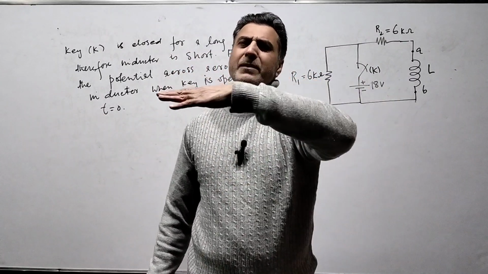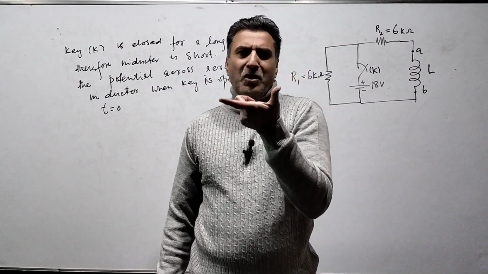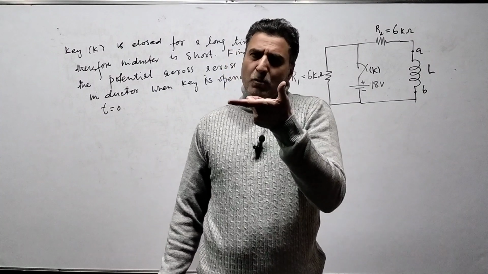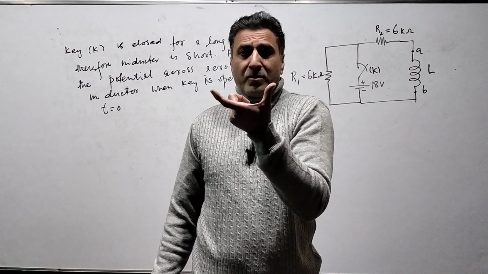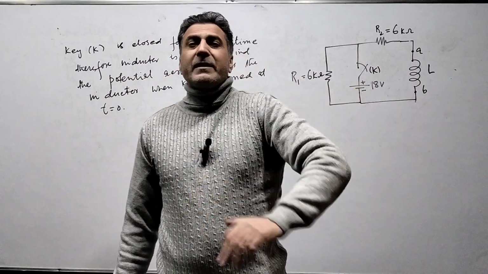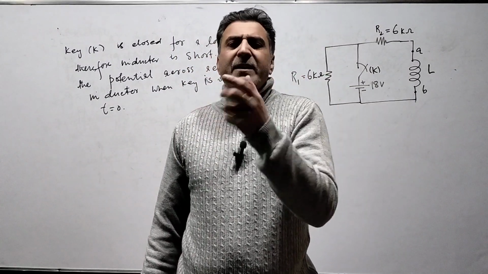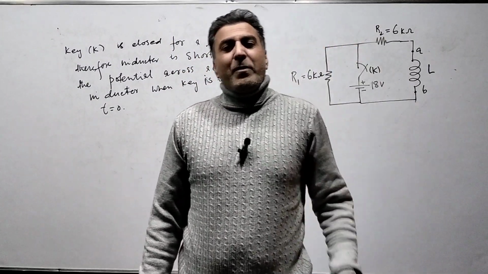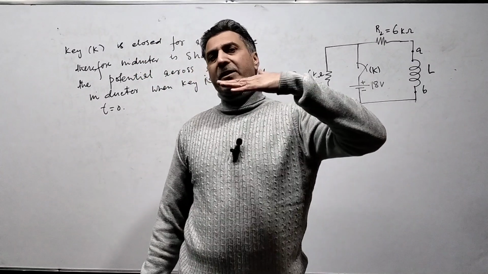And when the current is constant after some time, the flux through the inductor does not change. When the flux through the inductor does not change, there's no induced EMF, no potential difference across the inductor. And when there's no potential difference across the inductor, it can be considered as a short circuit. It is as good as an ideal straight wire having no resistance. But by then, the current is constant.